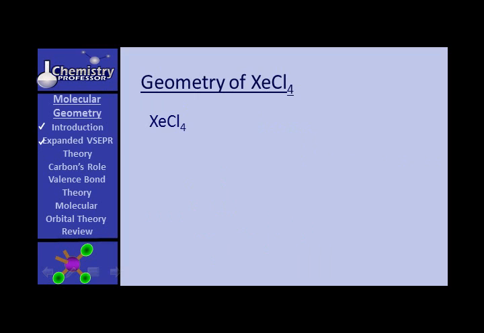Let's come over here and look at xenon tetrachloride. Don't think that it's because xenon is a noble gas that it can't react. Yes, it can. It may not produce a lot of compounds, but it will produce some. So let's look at xenon tetrachloride. Run the geometry now and see what you get.